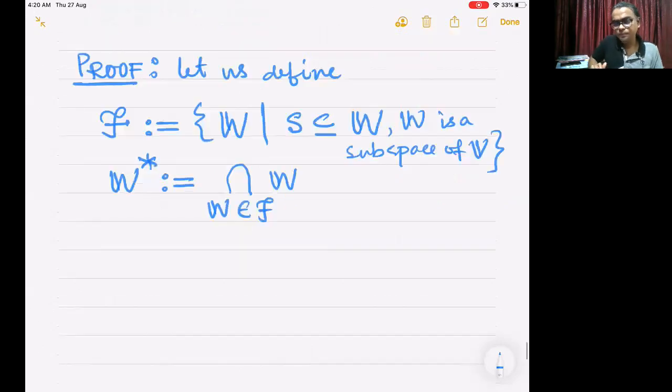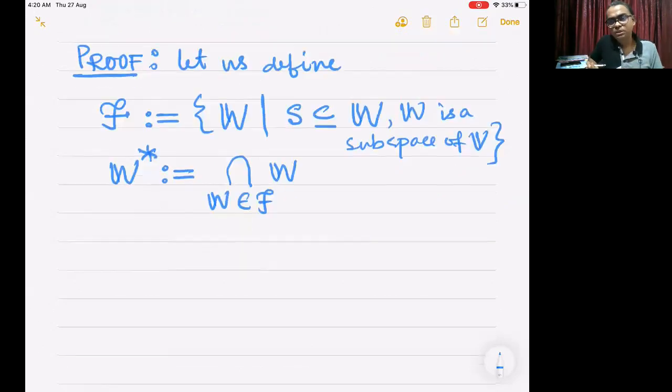So notice that W star happens to be the element that is contained in all the W's. That is how W star is defined. That is how intersection is defined.